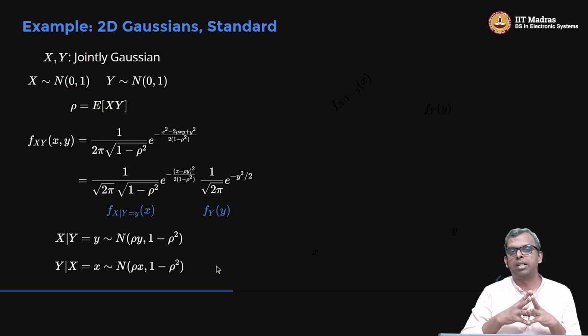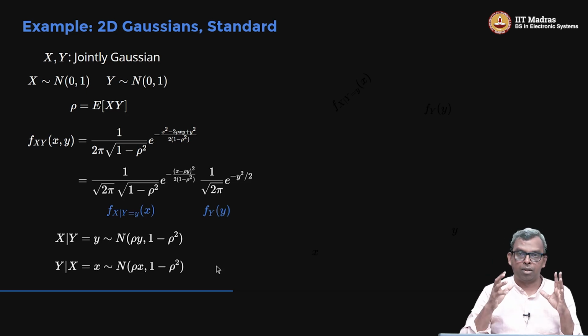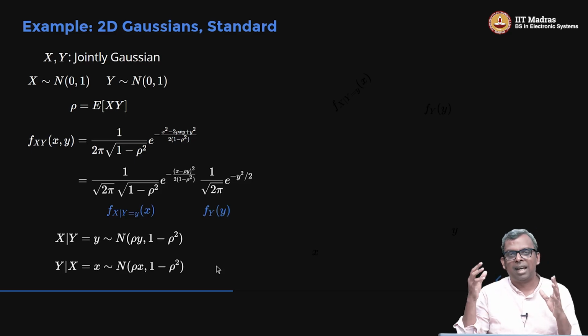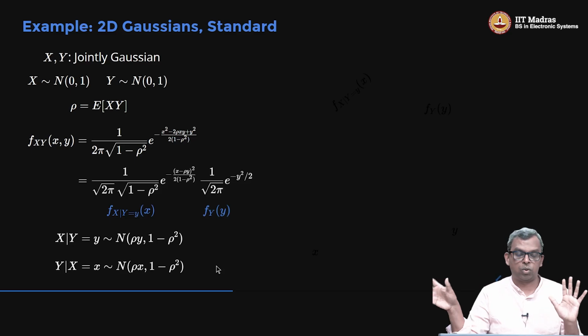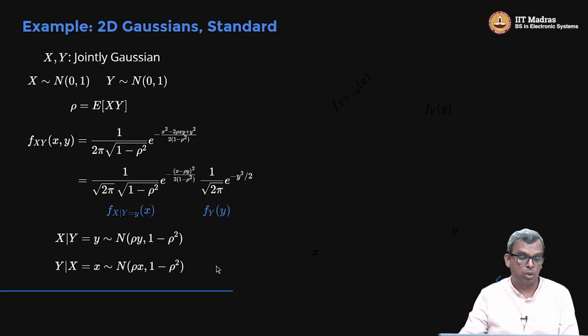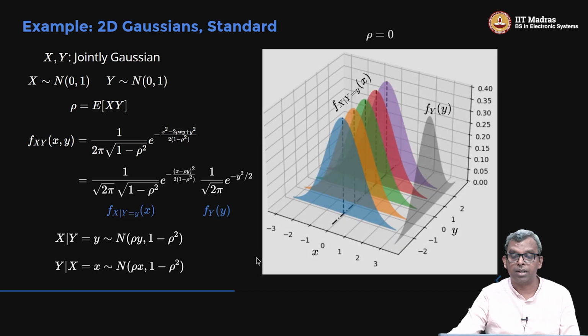So, both conditional distributions are Gaussian. Mean is rho times x or rho times y depending on what you are conditioning on, and variance is always 1 minus rho squared. Okay. So, it is a very nice thing to remember. In particular, if X and Y are independent, if rho is 0, you notice that the conditional distribution becomes the same as the marginal distribution. Okay. It is a nice thing to know.